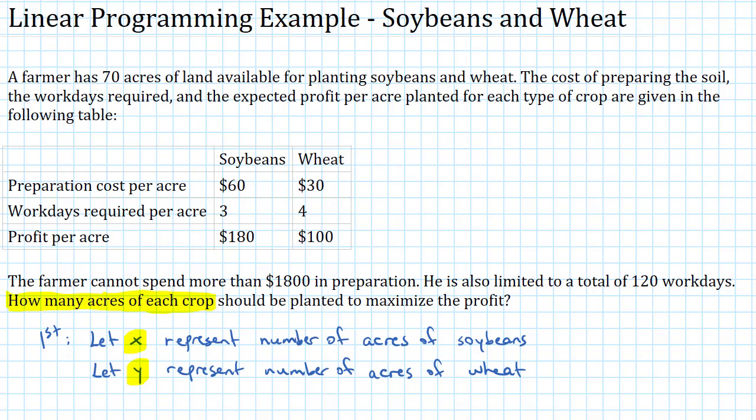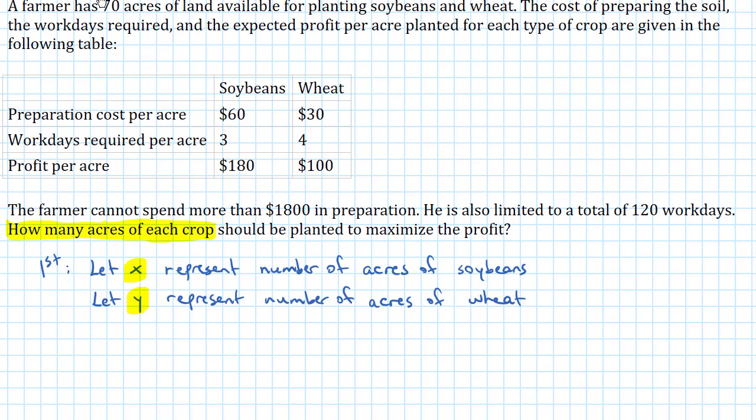Okay? Now, what is the second thing that we do? So second, and this is a consistent procedure for every linear programming problem, the next thing we need to do is identify the objective function.